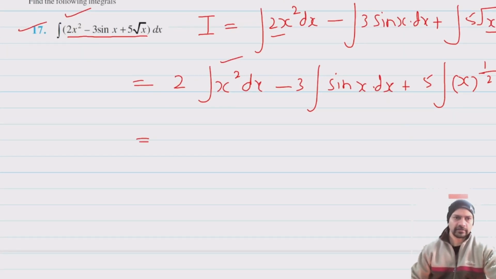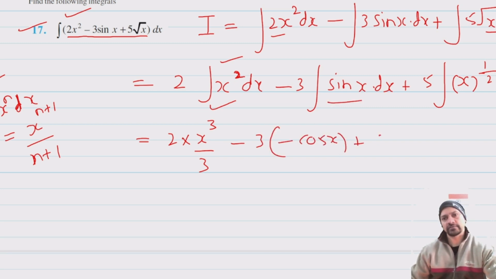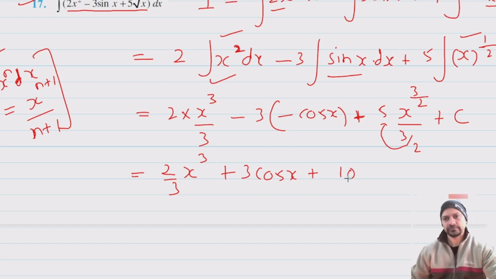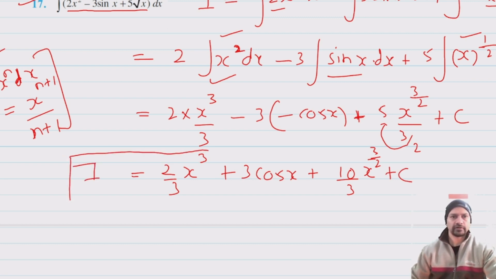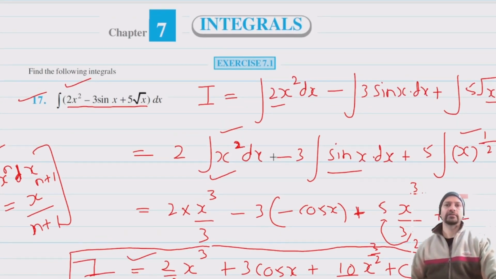Okay, and for this we are going to use the formula integral of x raised to the power n dx once again. That is x raised to the power n plus 1 upon n plus 1. If you use this formula here, x raised to the power n with n equal to 2, 2 plus 1 is 3, upon 3, minus 3 times the integration of sin x, which is negative of cos x, plus 5. And once again, the same formula: half plus 1 is 3 by 2, and half plus 1 is 3 by 2. And don't forget to add the integral constant. So our answer is 2 by 3 into x cube, negative negative is plus 3 cos x, and this moves up, so it's 10 by 3 x raised to the power 3 by 2 plus c. This is our final answer for question number 17, which is 2 by 3 x cube plus 3 cos x plus 10 by 3 x raised to the power 3 by 2 plus c.